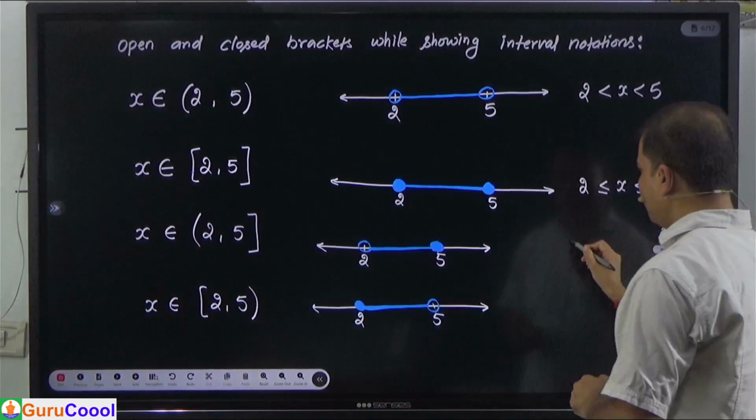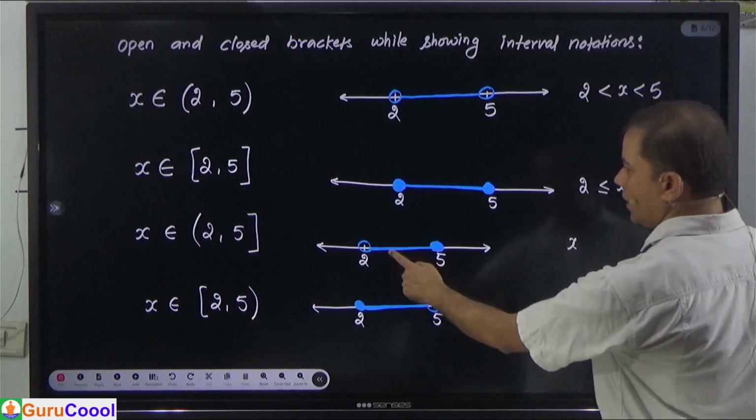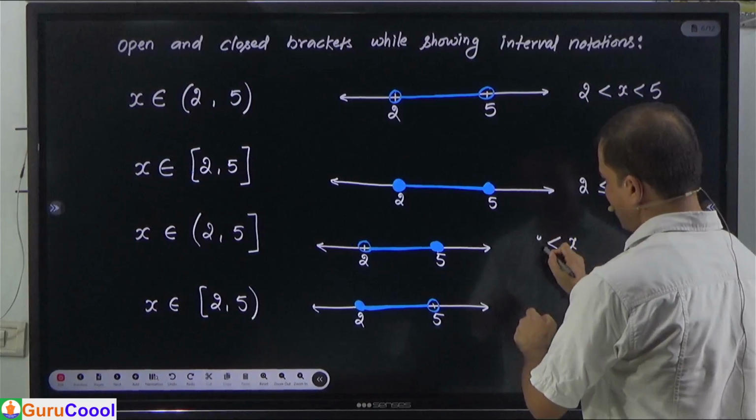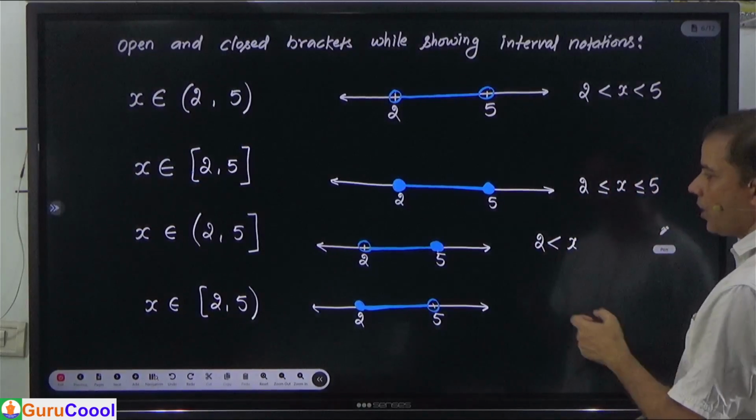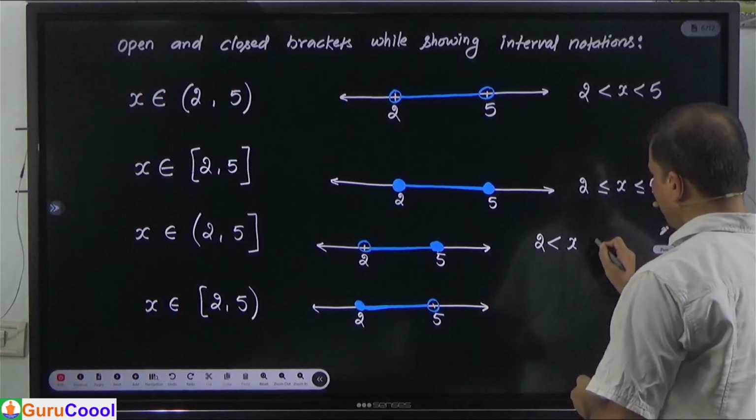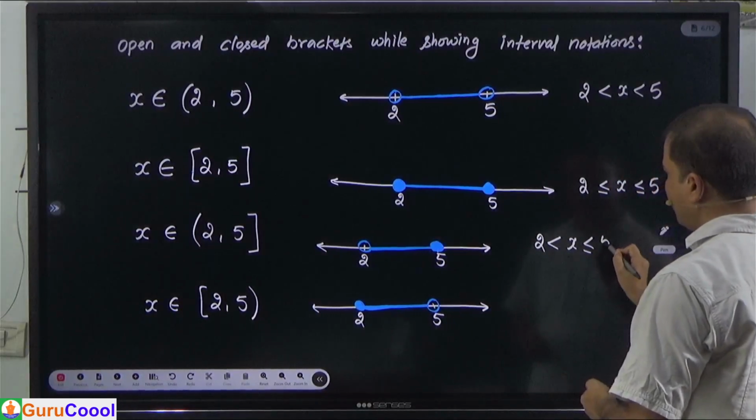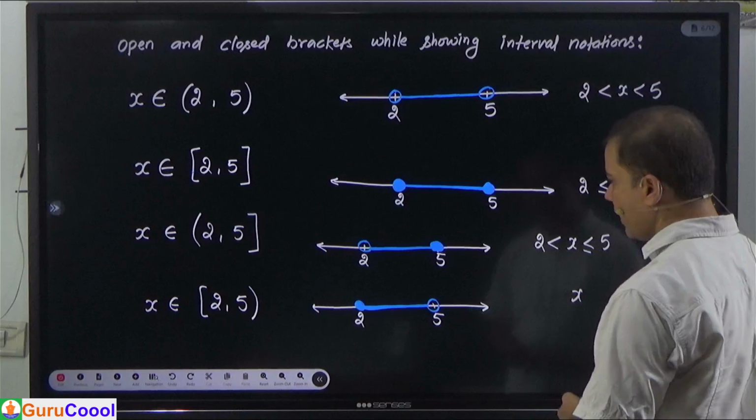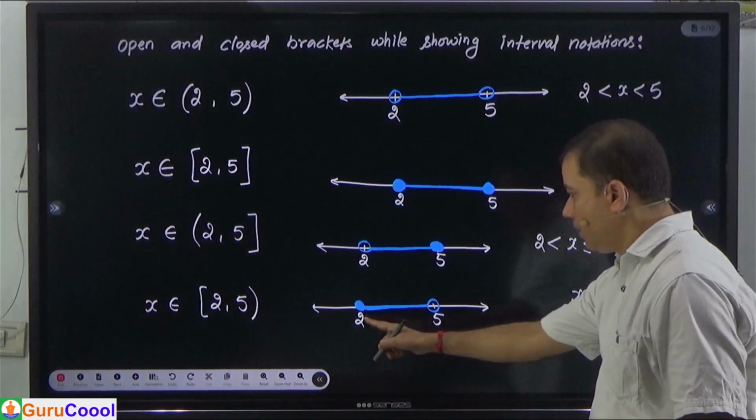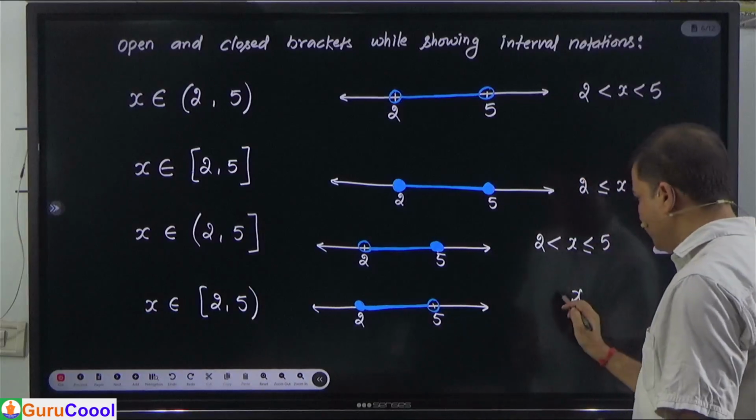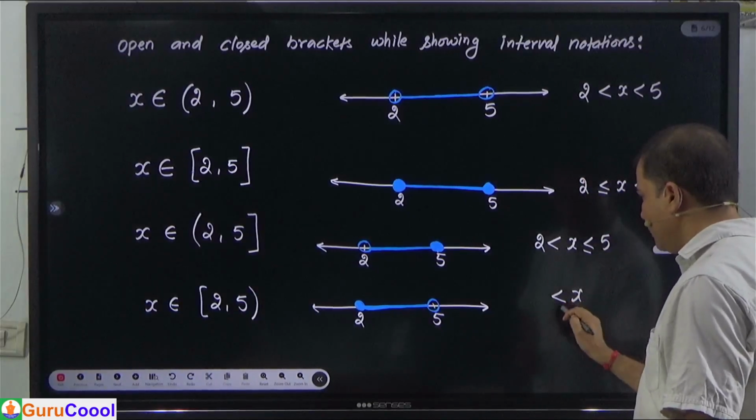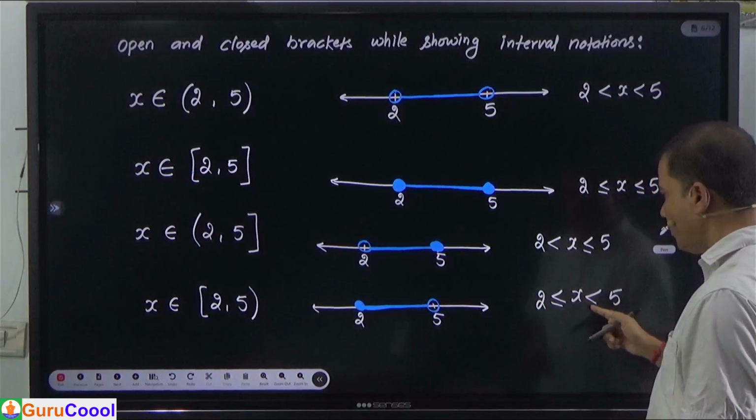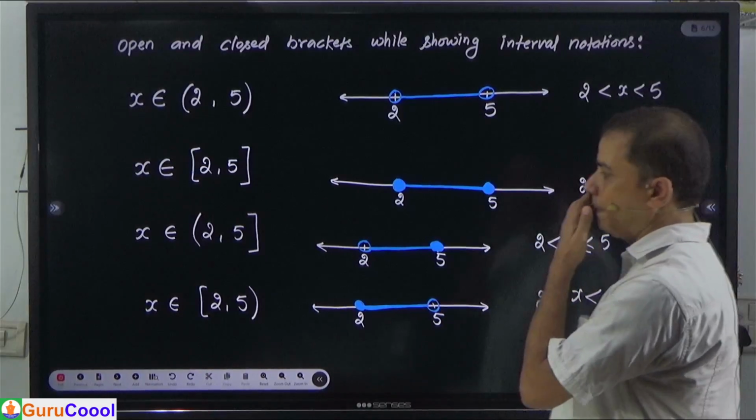Now in the next one, x is not equal to 2, only greater than 2. But lesser than or equal to 5. In the last one, x value is equal to or greater than 2 but lesser than 5. Not equal to 5.